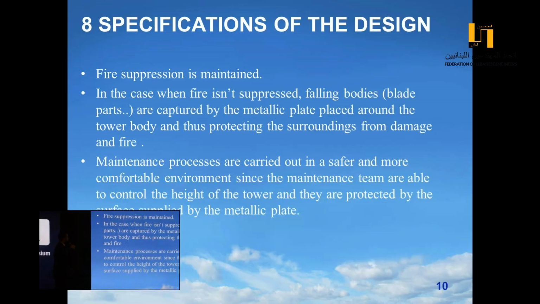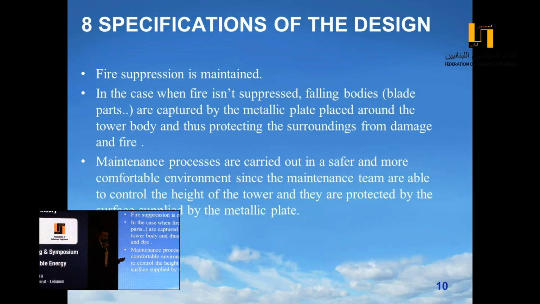Specifications of our design. First, fire is suppressed by means of the fire system, and in the case when fire isn't suppressed, falling bodies from the blades are captured by the metallic plate placed around the tower body, thus protecting the surroundings from damage and fire. Maintenance processes are carried out in a safer and more comfortable environment, since the maintenance team are able to control the height of the tower, and they are protected by the surface supplied by the metallic plate.